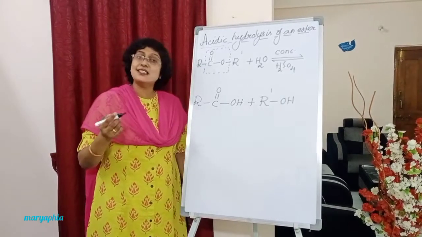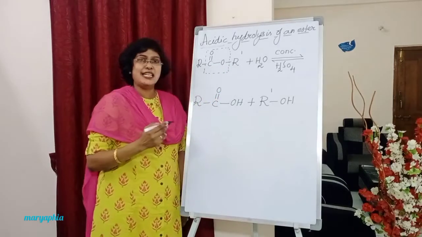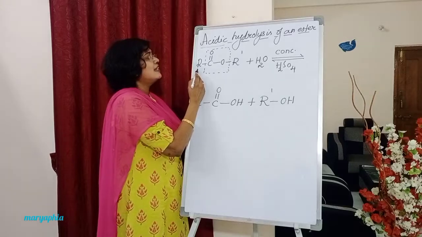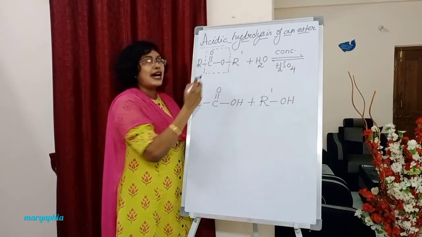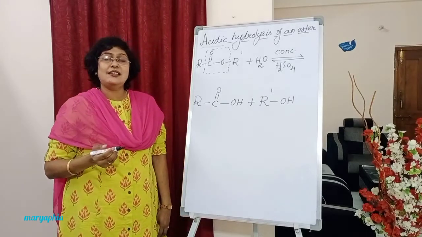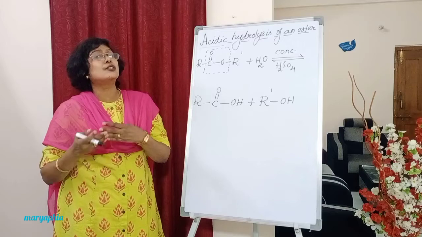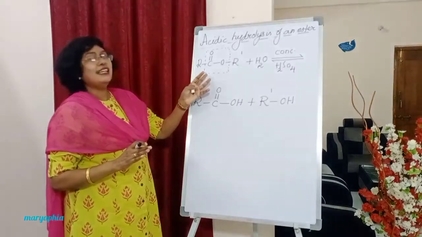In carboxylic acids, do you remember RC=OH? It will be there. Here the ester has RC=OR. These two R's may be alkyl groups, or one alkyl and one aryl group, or two aryl groups. Fine, students? So this is the ester.